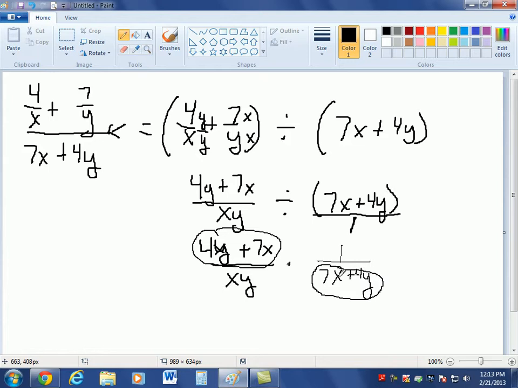We weren't able to do that when it was a minus sign between them, because something like 3 minus 5 is not the same as 5 minus 3. But the commutative property works with addition. 4y plus 7x is the same as 7x plus 4y. We just swapped the order when they wrote this. So these two things cancel, and we are left with 1 over xy. Now, are we done? Are there any common factors in the numerator and denominator that can be canceled? No. We're done.